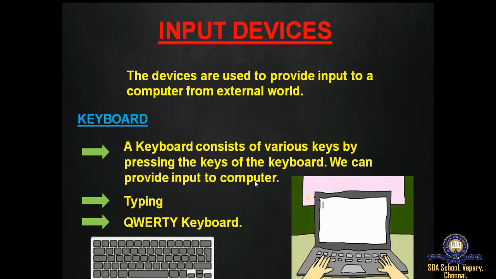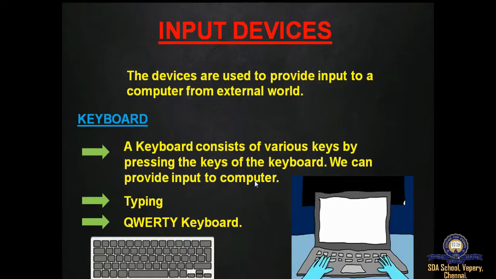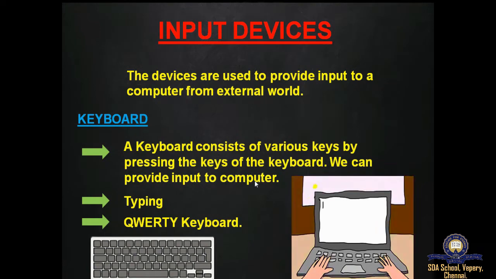Now we see about input devices. We give input to the CPU, right? These devices are used to provide input to a computer from the external world. What type of input do we give? We give data and instructions to the central processing unit. The first example is the keyboard.